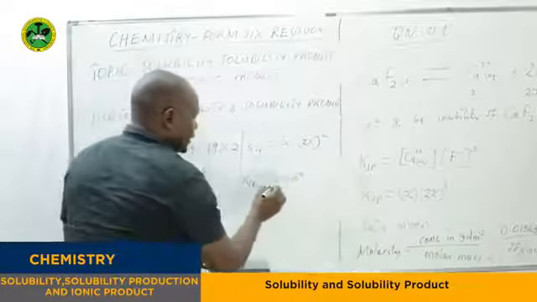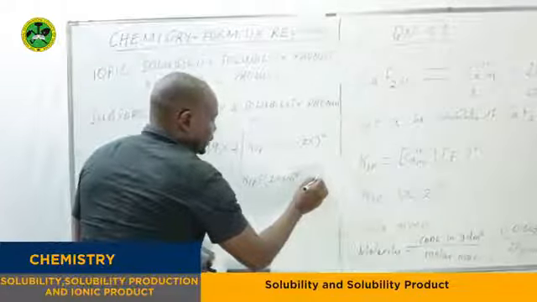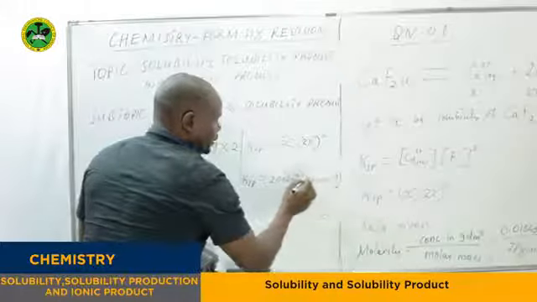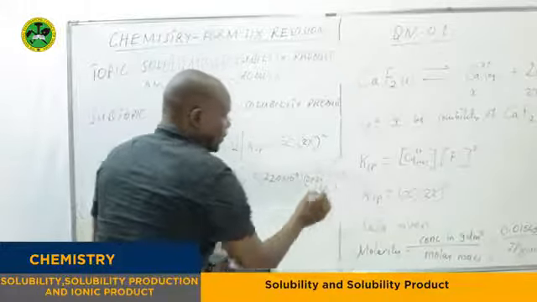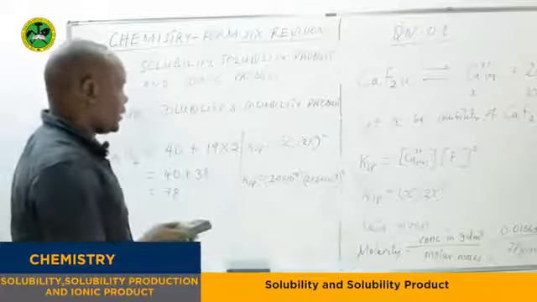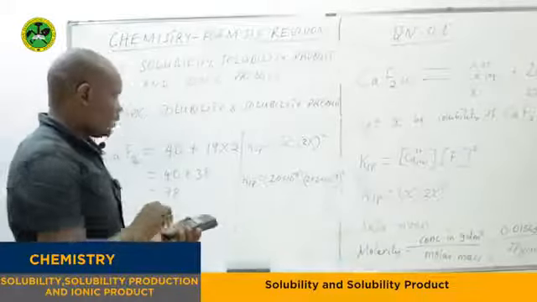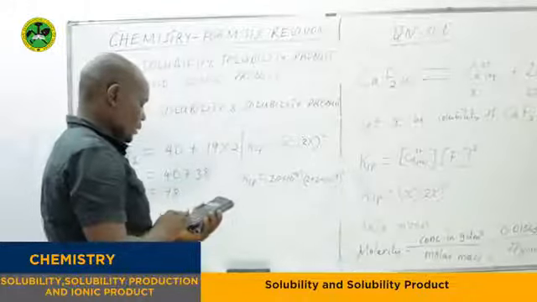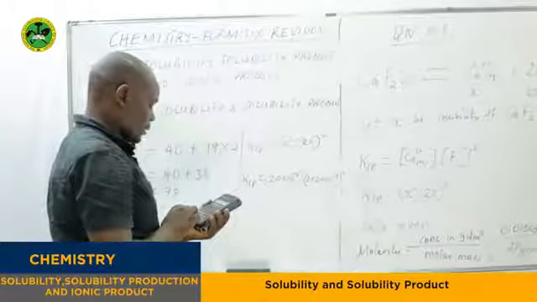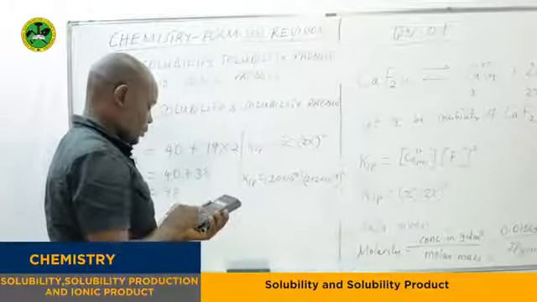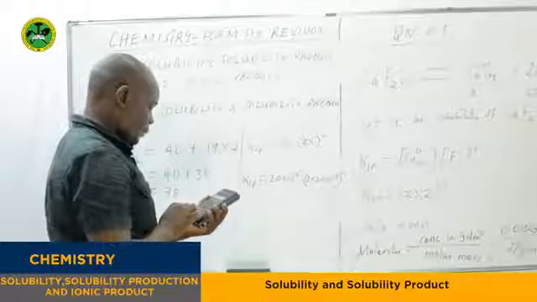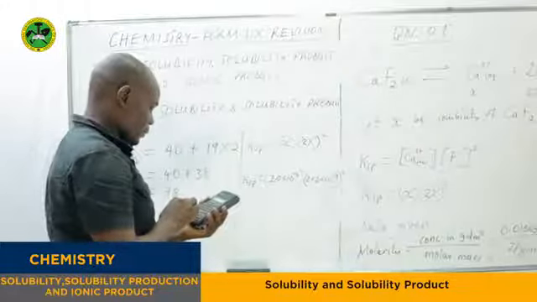Then it will be times 2 times 2.0 times 10 power negative 4, then this will be squared. From there, my dear students, you can take your calculator and use it to calculate the value. Here it will be 2.0 times 2, then exponent negative 4.